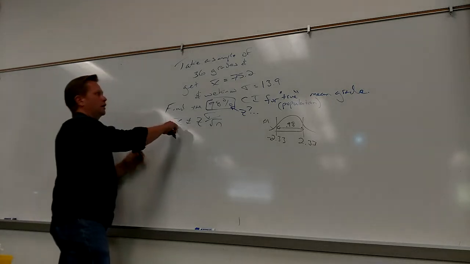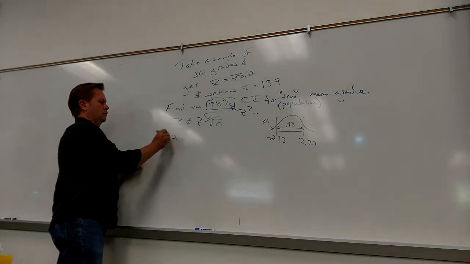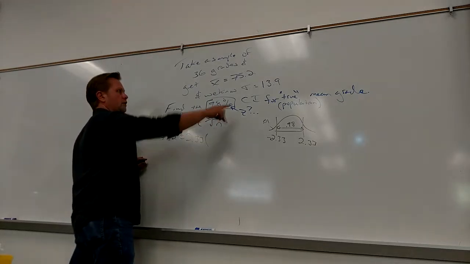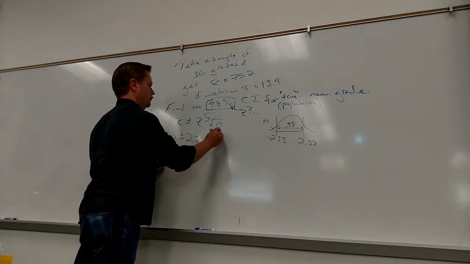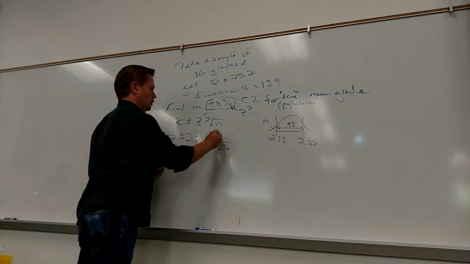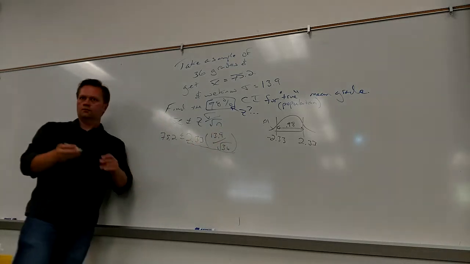So if you plug in, I know the mean, 75.2, give or take 2.33 times 13.9 divided by the square root of 36. And I suggest you do the error first.